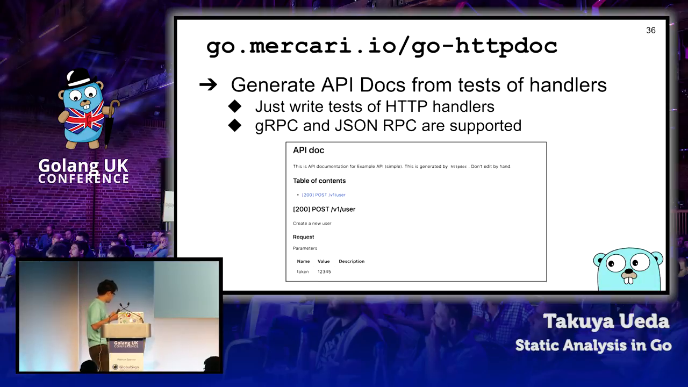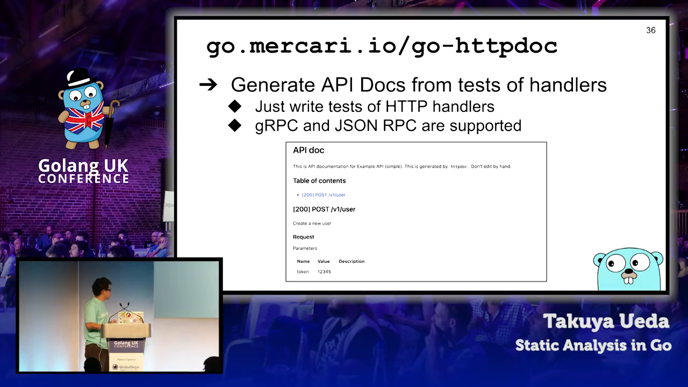Mercari, which I belong to, published a testing library as go.mercari.io/go-httpdoc. GoHTTPDoc generates API documents from tests of HTTP handlers, like this. We often forget to update API documents, and they may not be updated since. GoHTTPDoc is very useful because we just write unit tests of HTTP handlers.